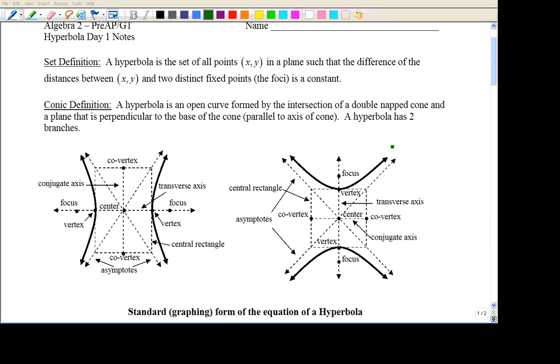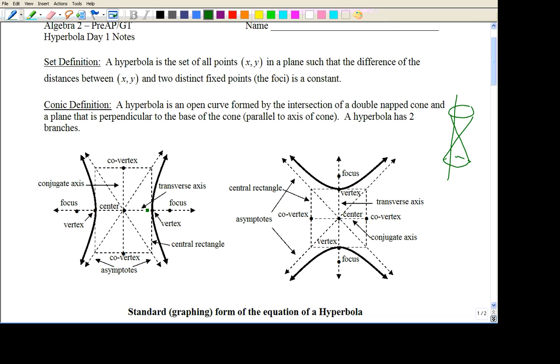Then for the conic definition, a hyperbola is an open curve formed by the intersection of a double-napped cone and a plane that is perpendicular to the base of the cone or parallel to the axis of the cone. So remember that we had a double-napped cone, and I'm by no means an artist here. This would be if we had a plane that cut it vertically like that. And so if you looked at that plane, that would make a hyperbola. Okay, and a hyperbola always has two branches.